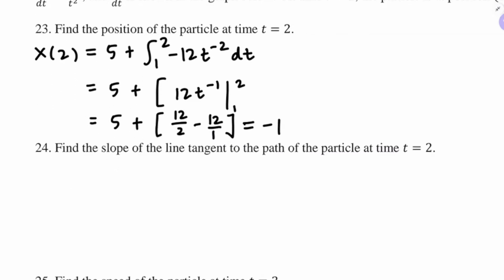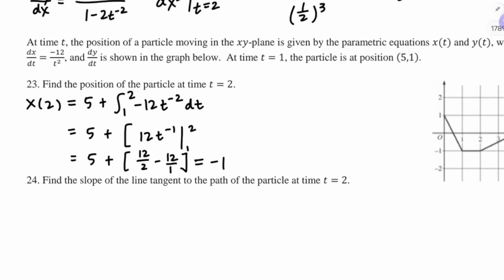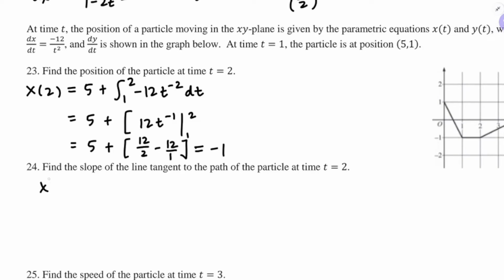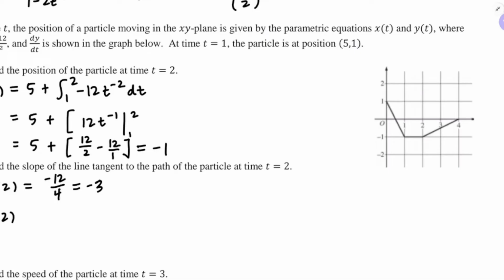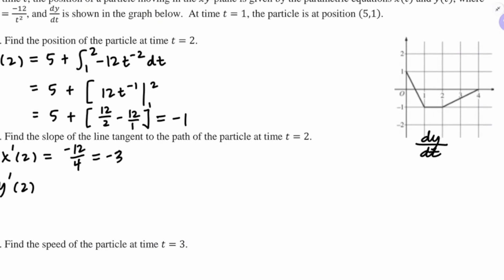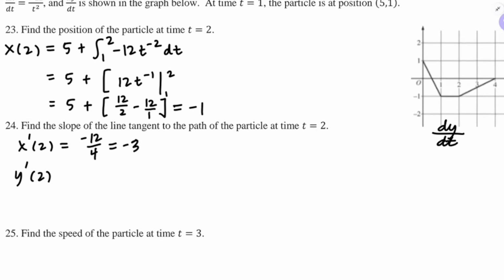Find the slope of the tangent to the path of the particle at t equals 2. So I'm going to need dx/dt at t equals 2, and that's going to be negative 12/4. And then dy/dt at t equals 2. That is the graph of dy/dt, not y of t. I feel like I've seen one where they give you the x velocity and the y position, but it's obviously not this one. So y prime of 2 is going to equal negative 1.